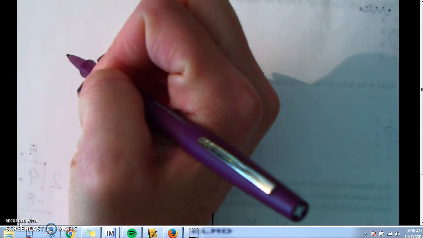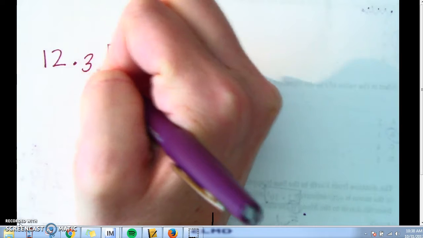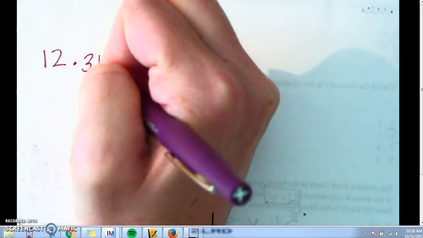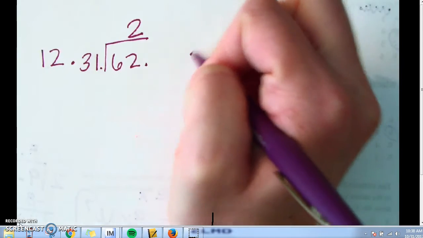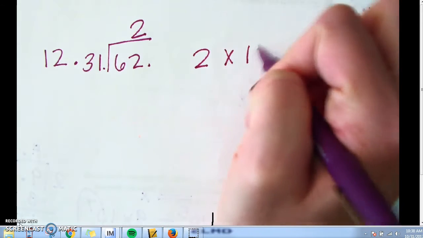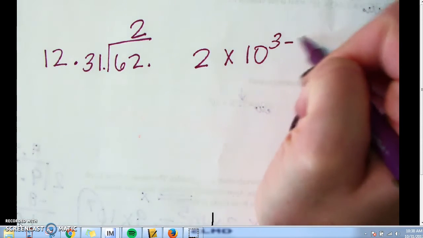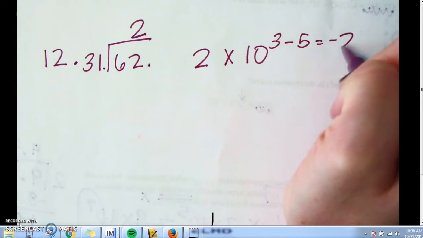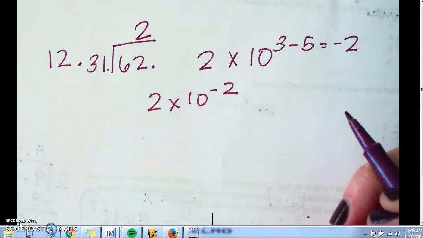Okay, my first video cut off and I didn't realize it, but I was in the middle of number 12, and we figured out that 6.2 divided by 3.1 was 2. So my leading term is 2, always times 10, and then remember you have to subtract the exponents. So 3 minus 5 is equal to negative 2. So I have 2 times 10 to the negative second power.